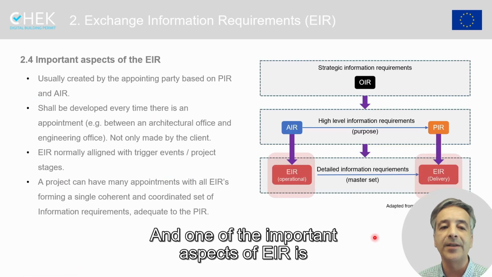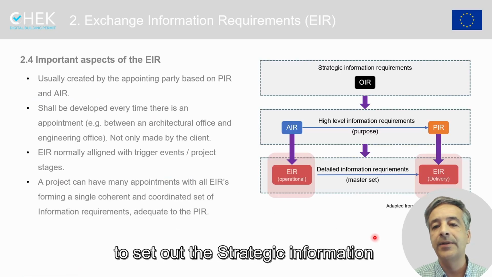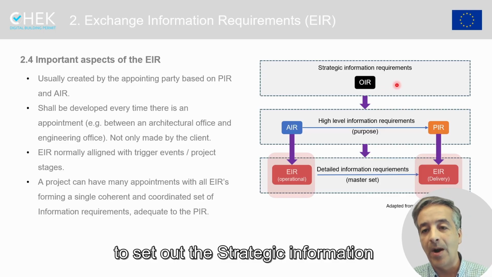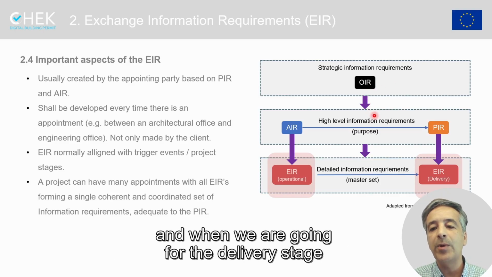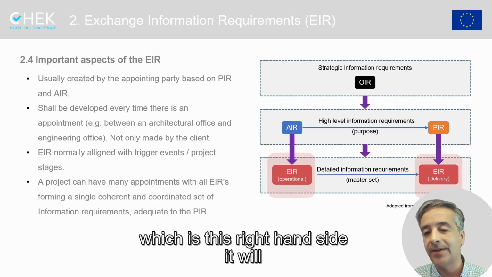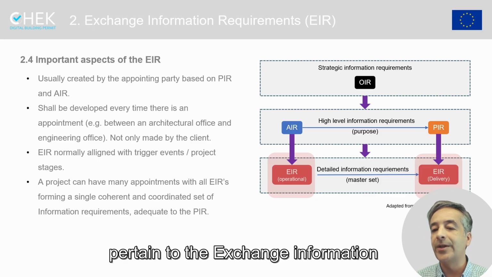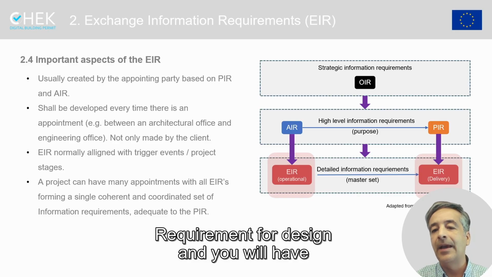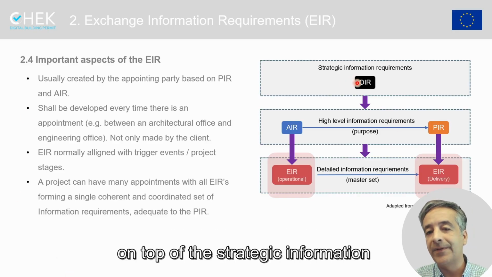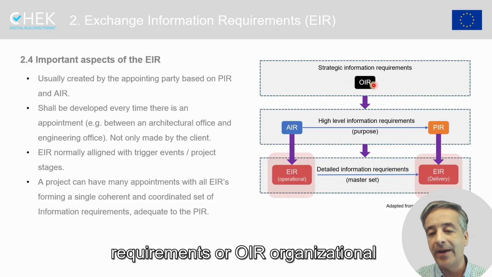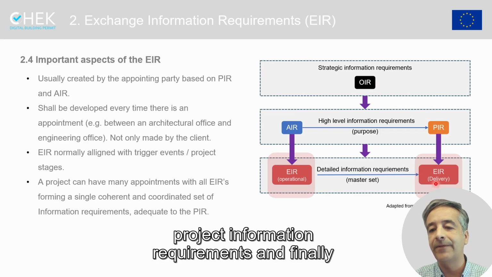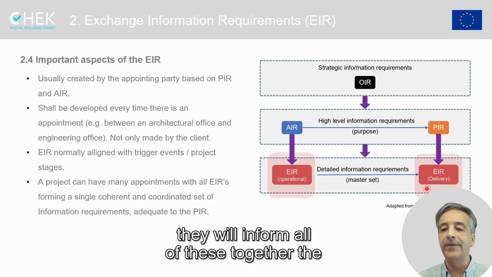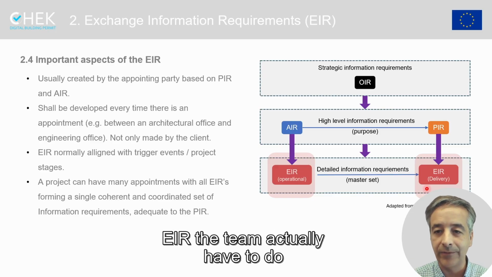And one of the important aspects of the EIR is to set out the strategic information requirements, which are normally called the organizational information requirements. And when we are going for the delivery stage, which is this right-hand side, it will pertain to the exchange information requirement for design, and you will have, on top of the strategic information requirements, or OIR, organizational information requirements, the project information requirements, and finally all of this together will inform the EIR that you actually have to do.